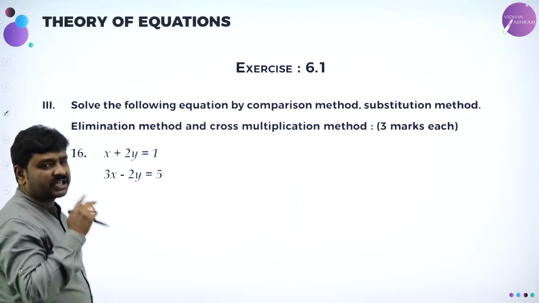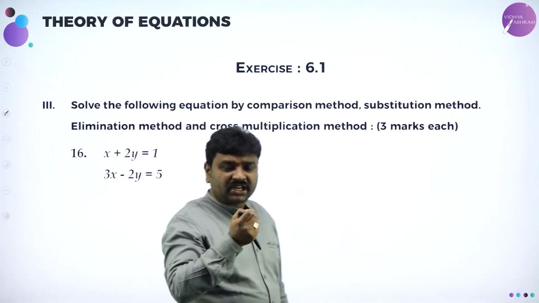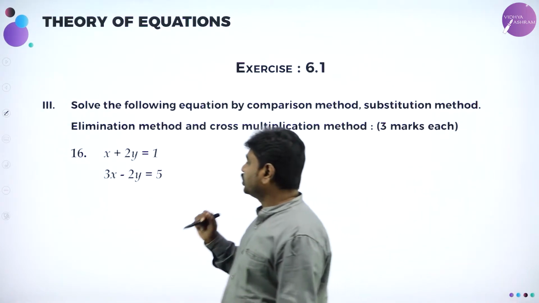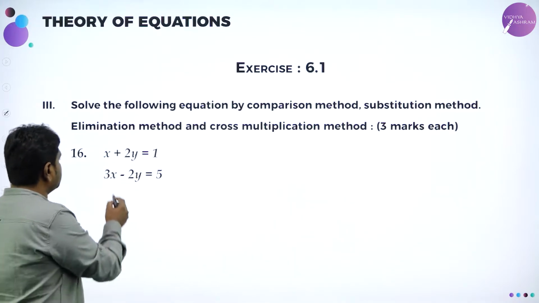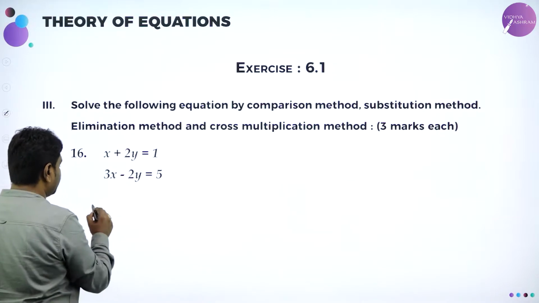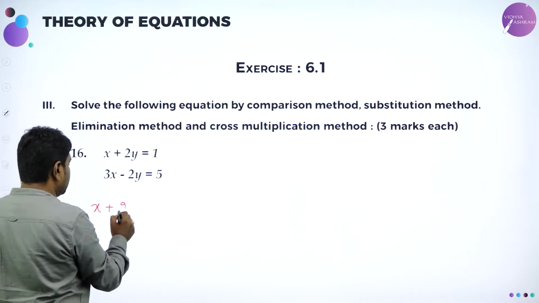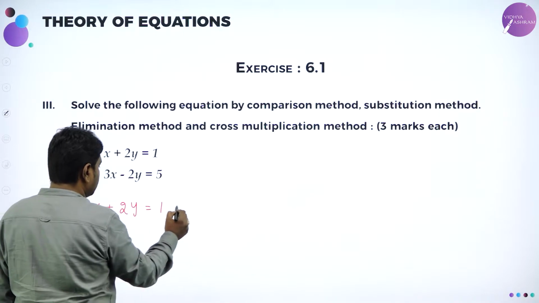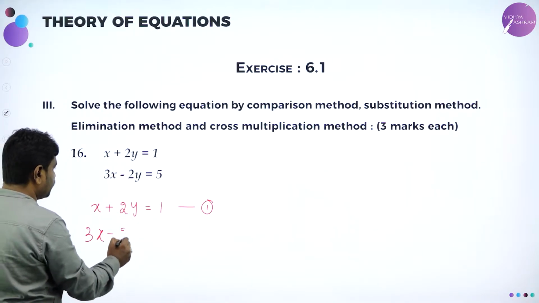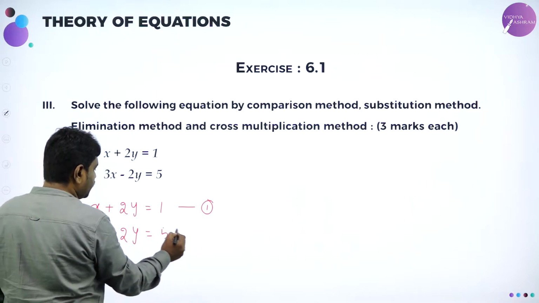See here, comparison method means we can eliminate the variables by making the quotient same. See question 16, they gave x plus 2y is equal to 1, 3x minus 2y is equal to 5. So let us take x plus 2y is equal to 1, call it as equation 1, and 3x minus 2y is equal to 5, call it as equation 2.